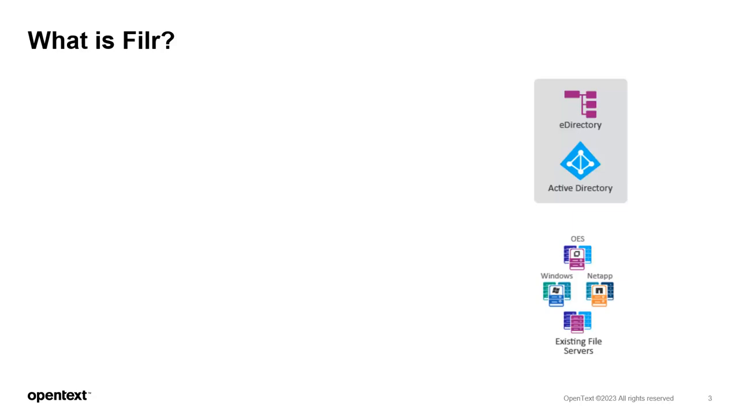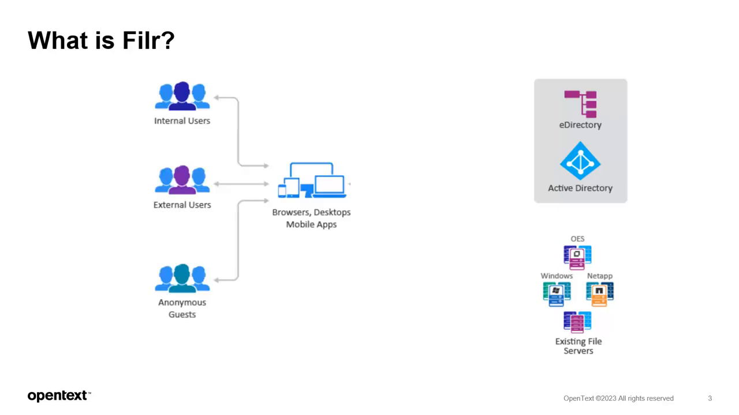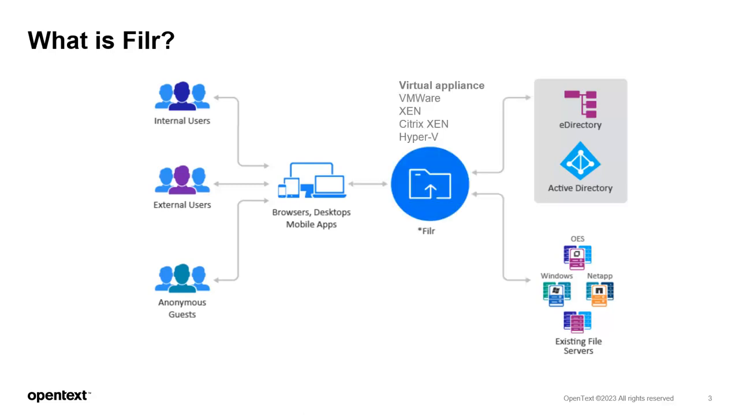So in most environments, you have files that are sitting on existing servers. Typically, it's going to be OES or indeed Windows. And you've got the users, be them internal, external users, using a number of different devices who want to access those files. And what Filr does is just sit in the middle between those, acting really as a portal to the file systems behind. It's delivered as a virtual appliance, so you can just import it into your hypervisor and very quickly get it set up.